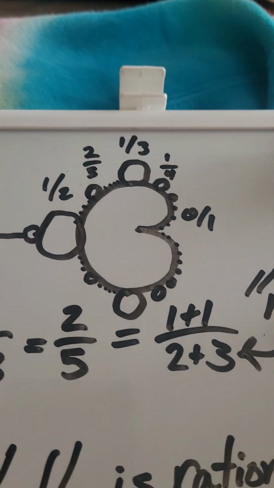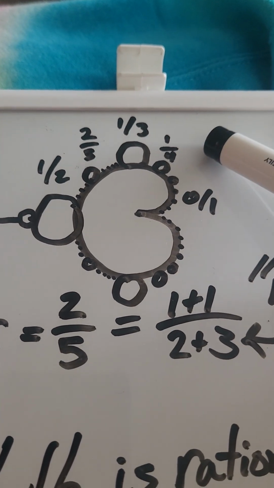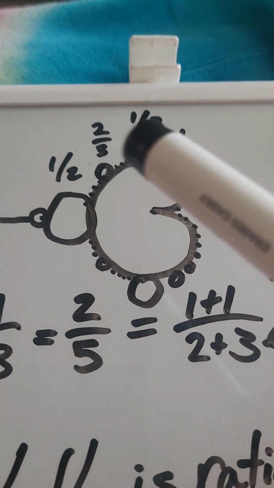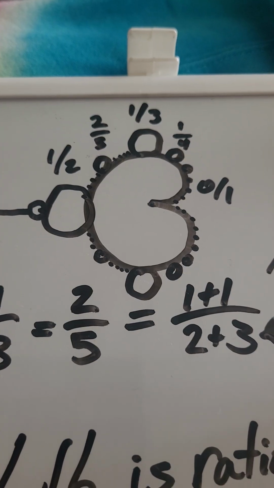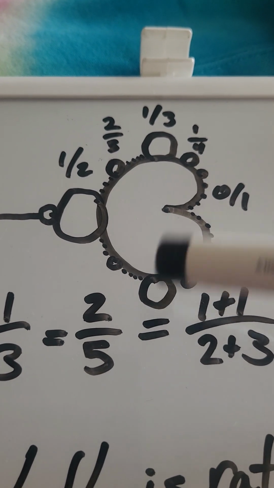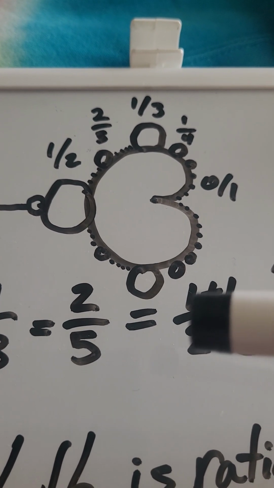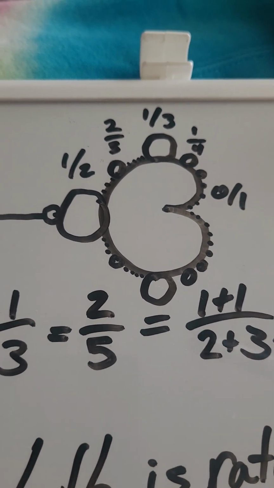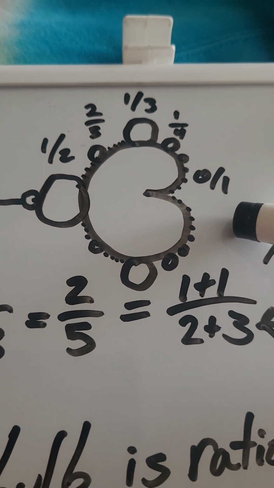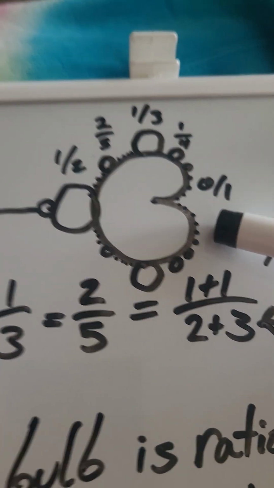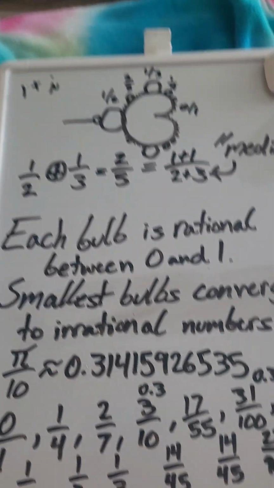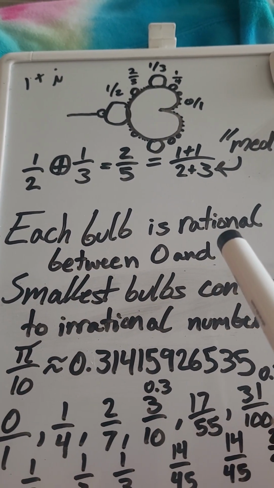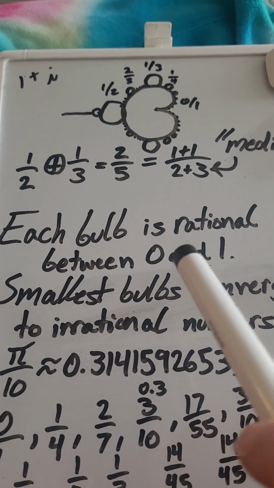But as I studied this, I've done some studying on this. I've approximated the area of many bulbs, not all of them. I mean, there's an infinite number of bulbs attached to this cardioid, right? Infinite. But I have really kind of noticed something during my studies. So first of all, each bulb is rational between 0 and 1.